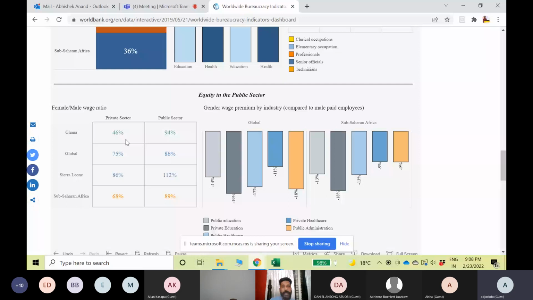But you don't see that in the public sector. It's almost like in the public sector the situation is very, very good. The wages that females enjoy on average are 94% of their male counterparts. It's in fact better than the global average of 86%. So this is one problem area which I feel needs some attention. I'm sure the government is already aware of it and they are making changes.